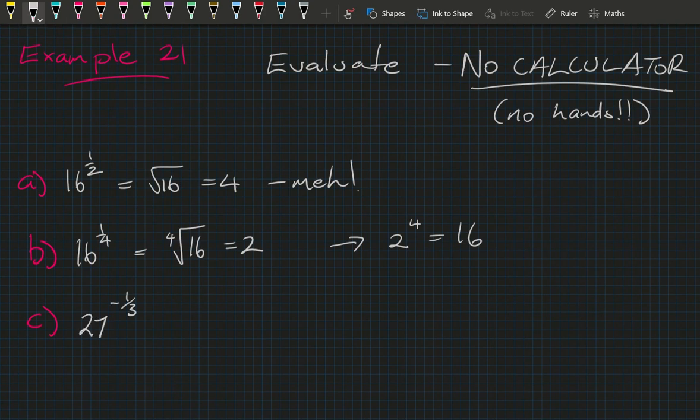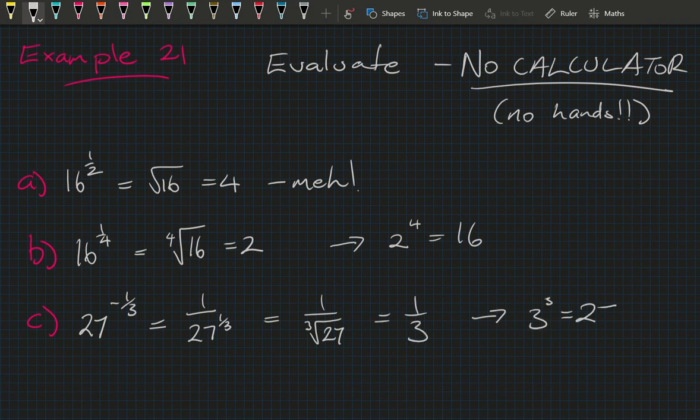All right, it's getting a bit more interesting. So we've got to take into account that negative indice. So we've got 1 on 27 to the third. And of course, the power of a third means the cube root. So we've got 1 on the cube root of 27. And that's equal to 1/3, because 3 cubed is 27.